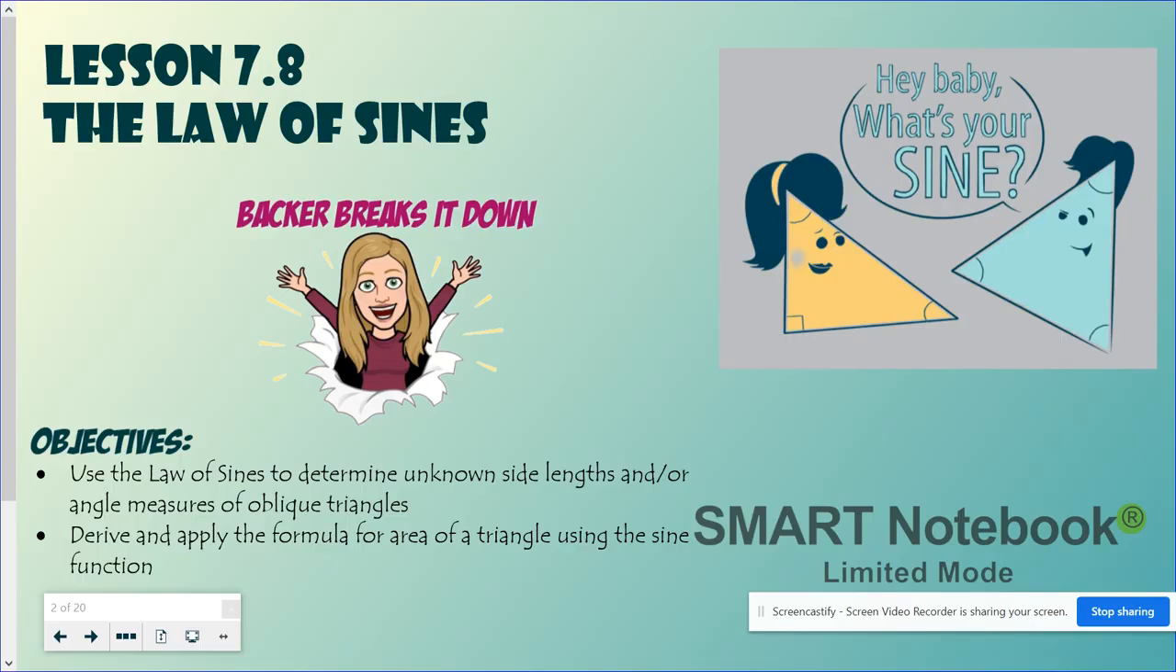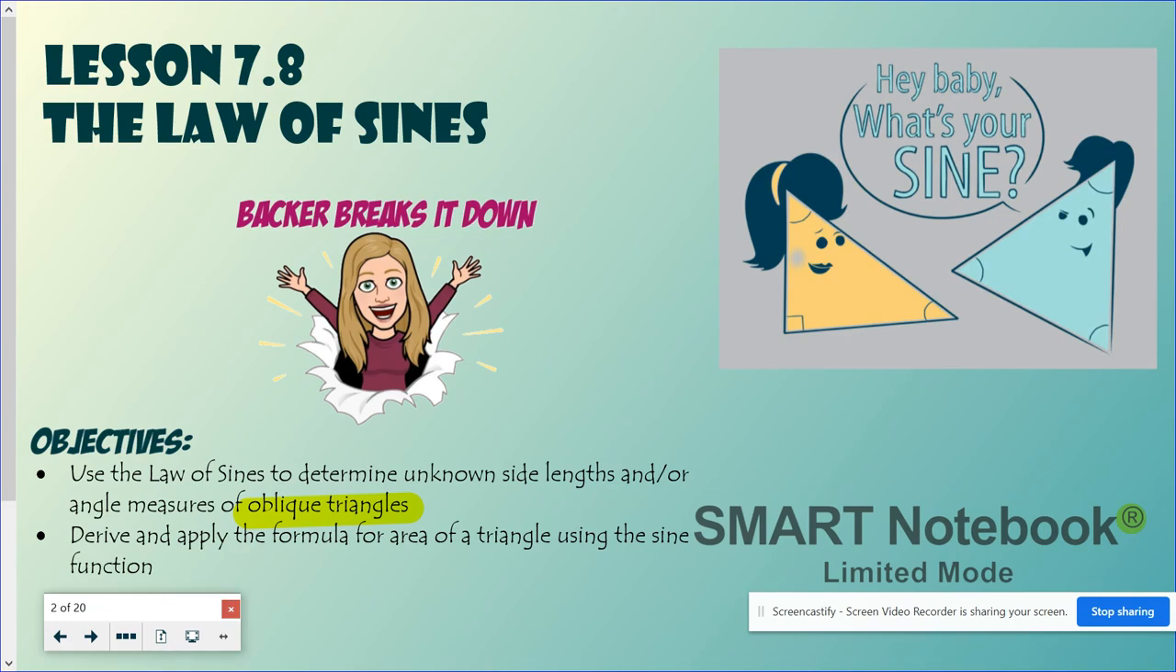In this episode, we are going to look at something called the law of sines. The law of sines can be used to determine unknown side lengths and angle measures of oblique triangles. If you're wondering what an oblique triangle is, well, it's not a right triangle.